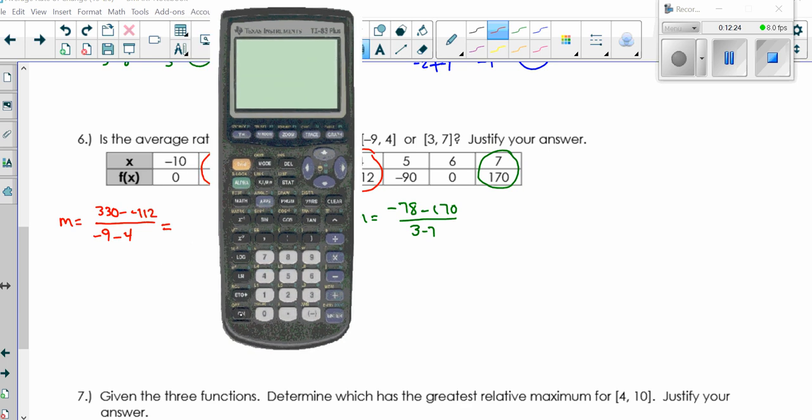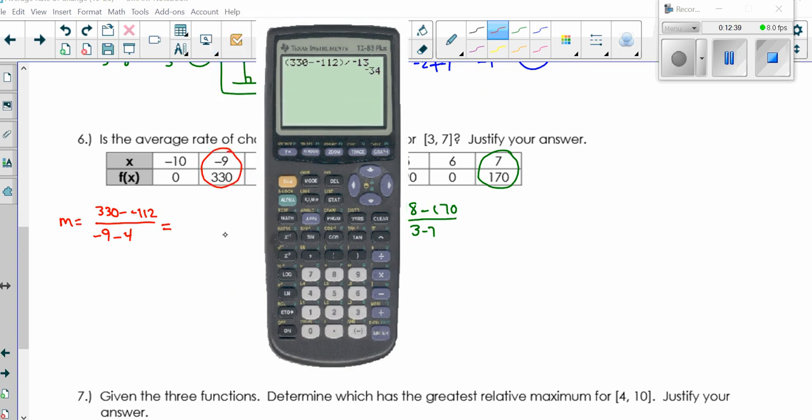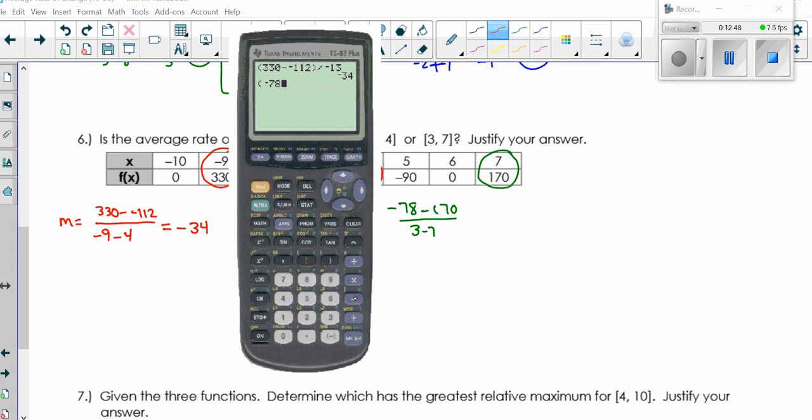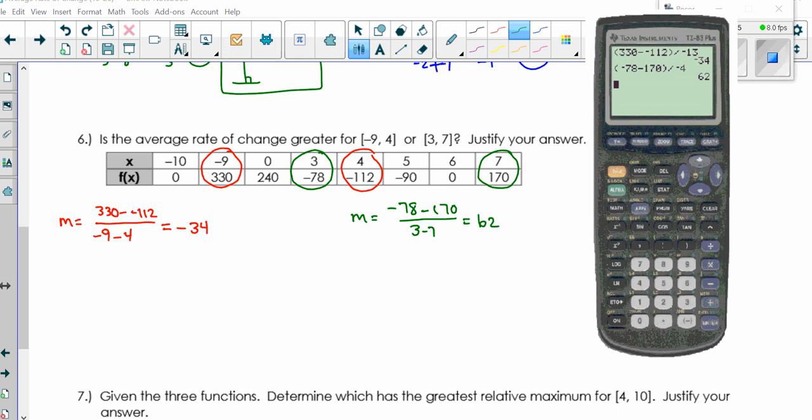Okay. When you put this in, make sure you put parentheses around your numerator and denominator. So 330 minus negative 112, you can also put plus, divided by negative 13. That's going to give us negative 34. Okay, over here, we have negative 78 minus 170, and you guys should be doing this too. Just make sure that you're putting this in your calculator correctly. Negative 4. And we get 62. All right, so I got a rate of change of negative 34 and 62.